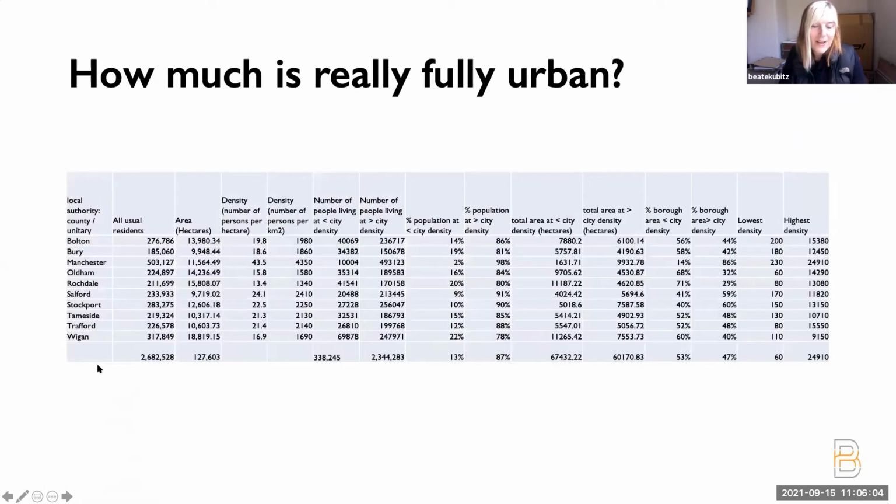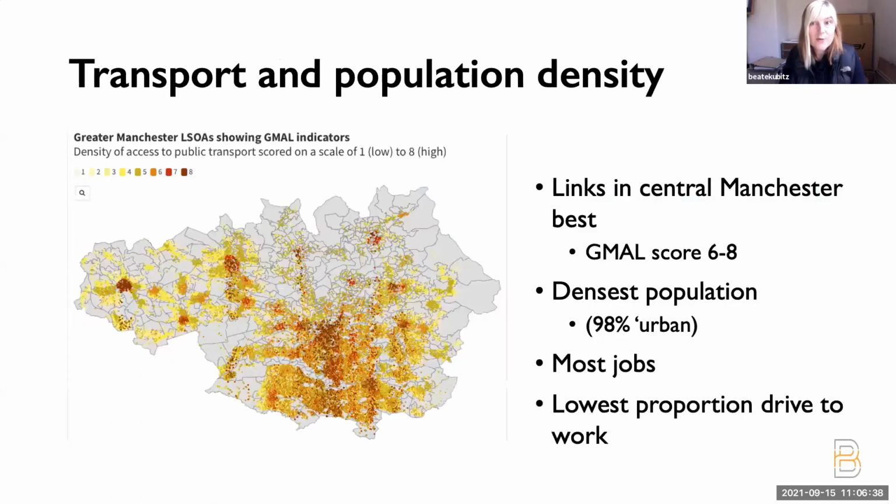And then you also have the land mass. What's quite interesting to me is that in Bolton, which I've become completely fixated by, you have 86% of the population living at this 1,500 people per square kilometre density, but only in 56% of the borough, which means that you've got lots of space that is populated much less densely, and the lowest density in Bolton is 200 people per square kilometre. So you've got this really patchy area.